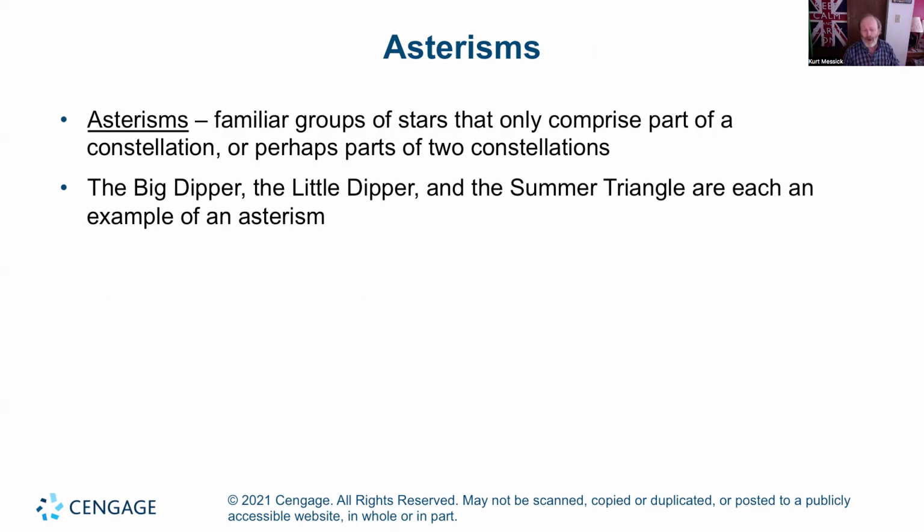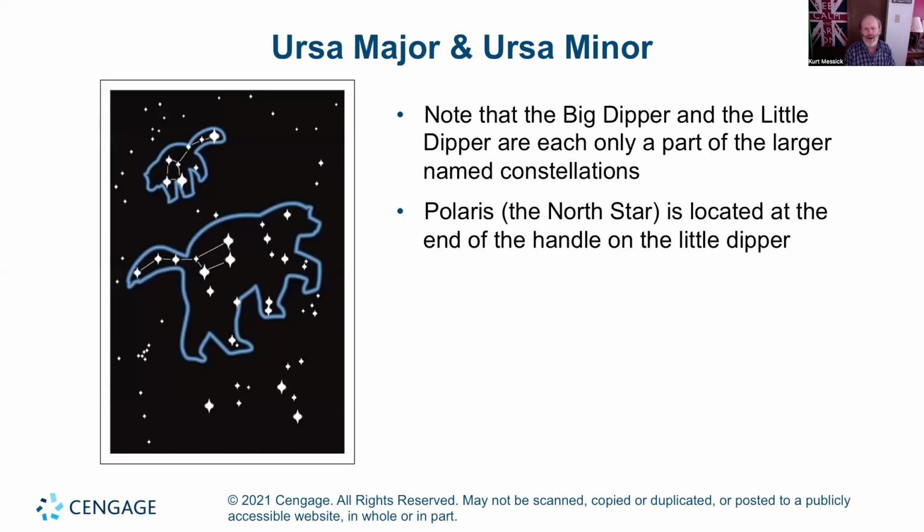But a small part of the Big Bear is the Big Dipper. A small part of the Little Bear, Ursa Minor, is the Little Dipper. So they're well-known patterns for us to see. So here's the Big Dipper and the Little Dipper inside the larger constellations.